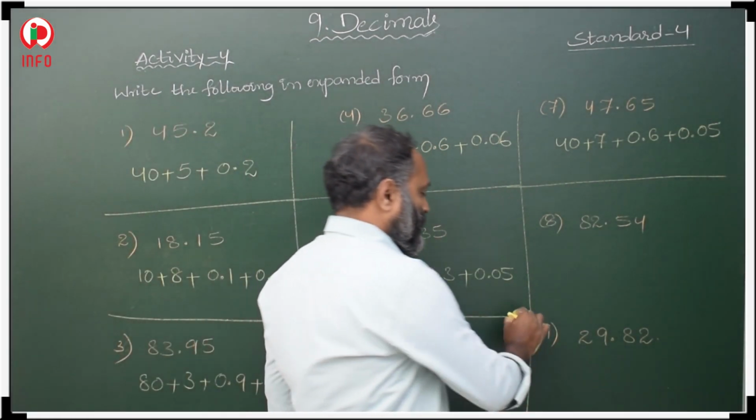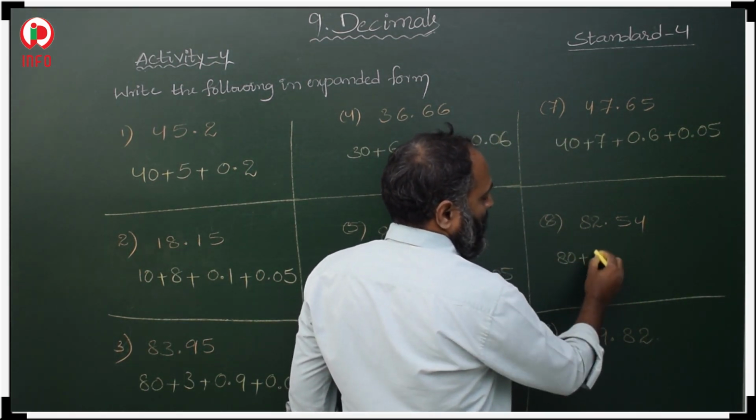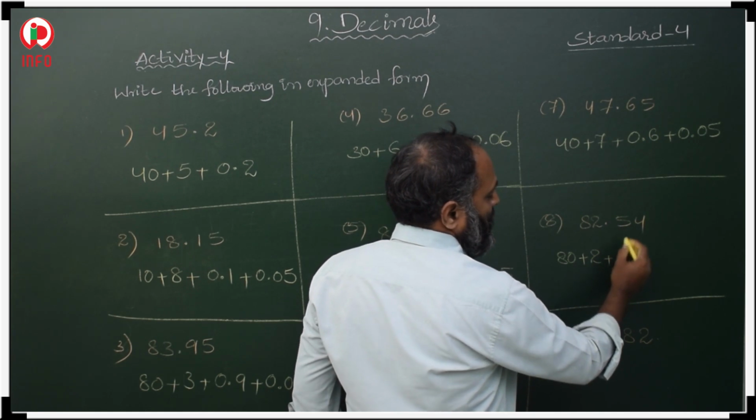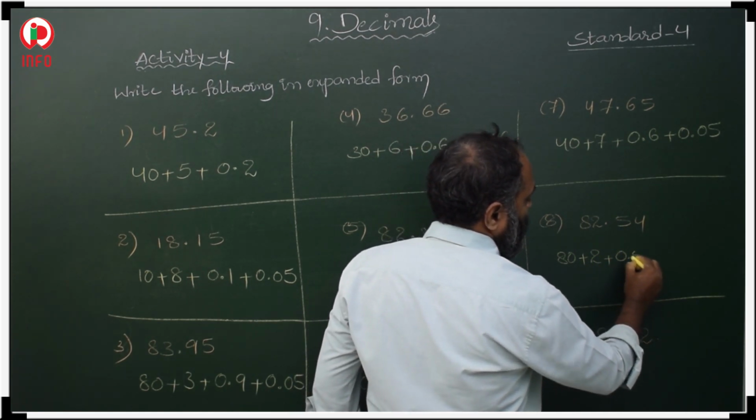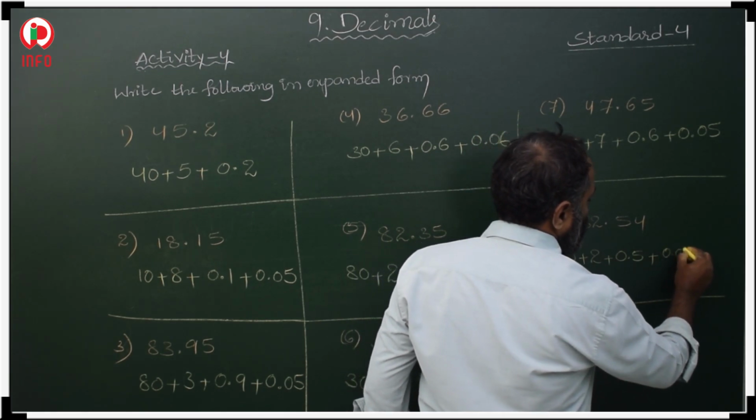Now 8 is in tens place, 80. 2 is in ones place, 2. Now decimal numbers. This is in tenths place, 5, that is 0.5. 4 is in hundredths place, 0.04.